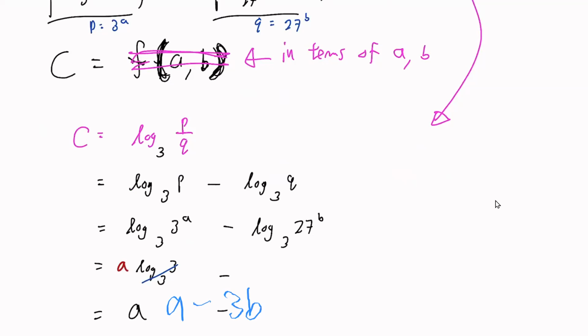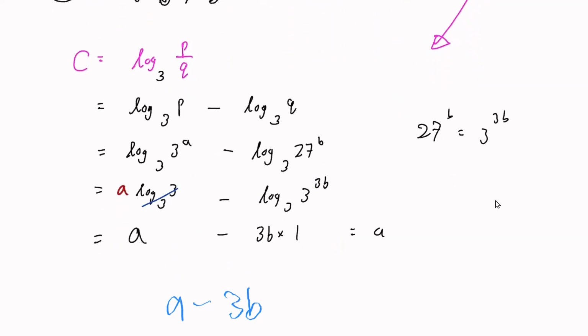Minus, oh, 3b? Yes, correct. 27 power b is just 3 power 3b. So it's log of 3 power 3b base 3. Then the 3b can be brought down, 3b times 1. Yes, just a minus 3b.